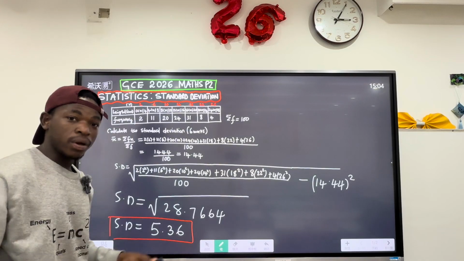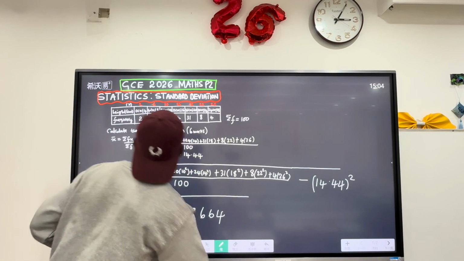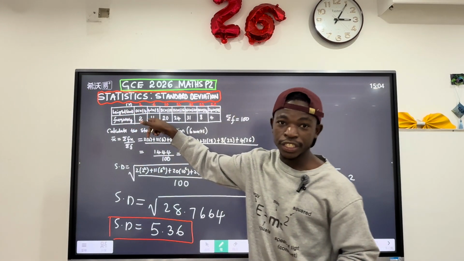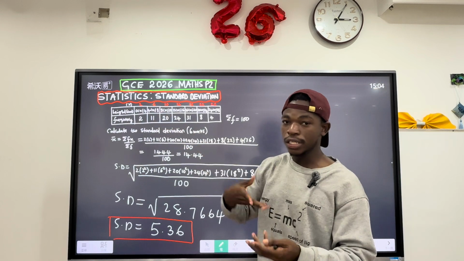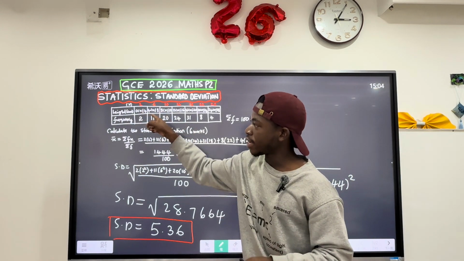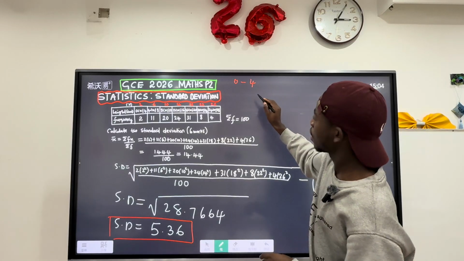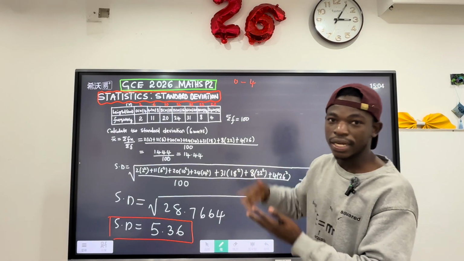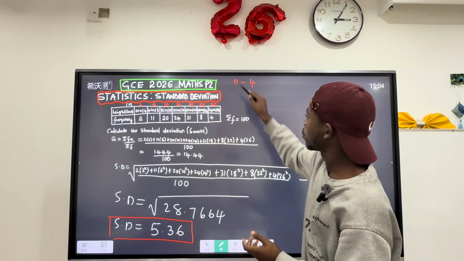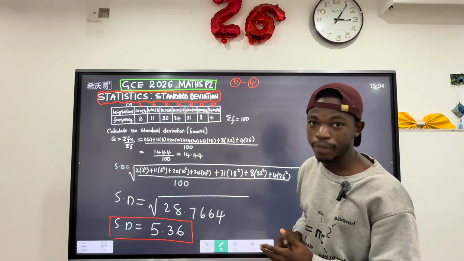Okay, just a quick review. First of all, understand the type of data you have. The type of data here is grouped, so you have classes. Sometimes, remember I said, classes can be given like this. You should still treat this as a class and find the midpoint. You add this to this one, then you divide by 2.